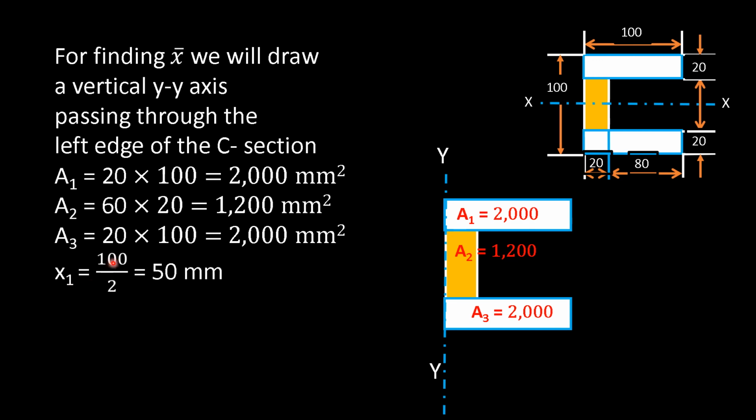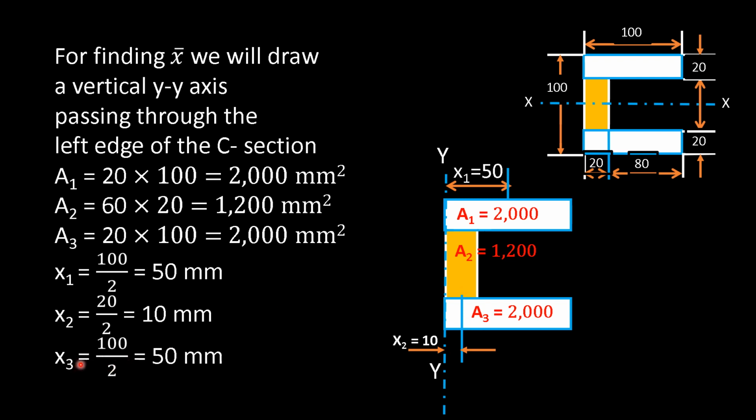X1 equals 100 divided by 2, which is 50 mm. X2 is 20 divided by 2, which is 10 mm. X3 is 100 divided by 2, which is 50 mm.